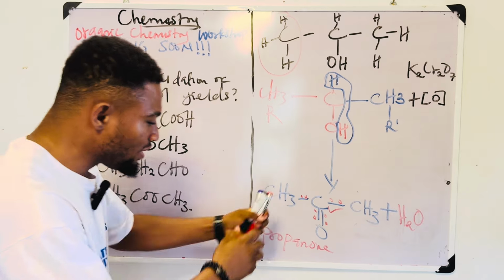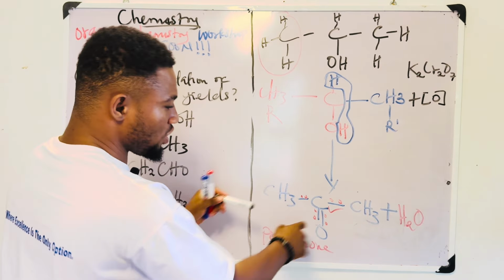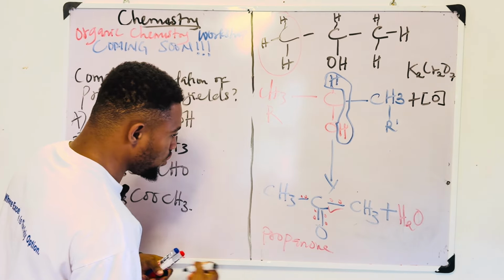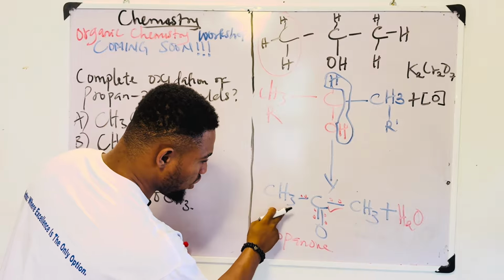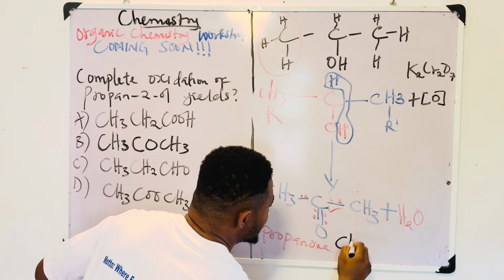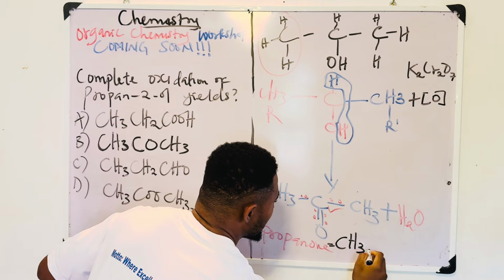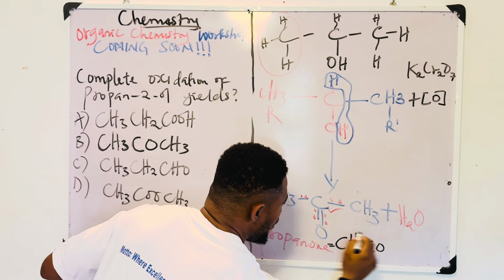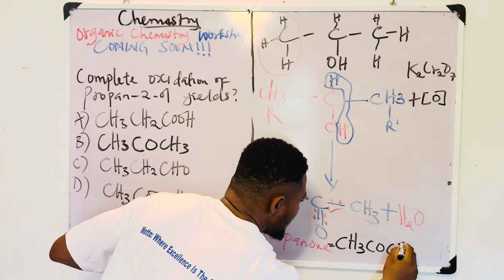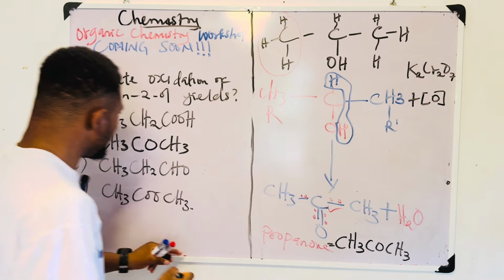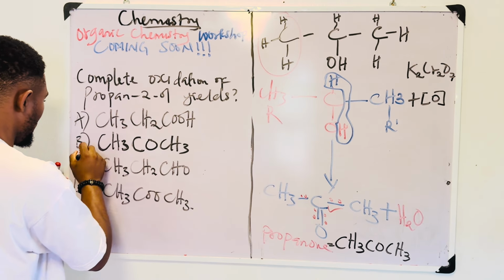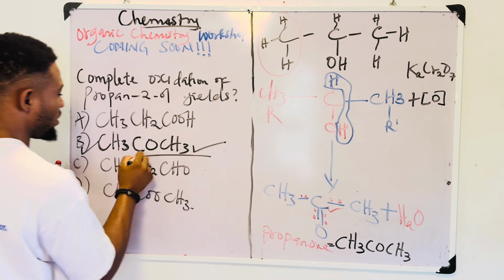Now let's condense this. This is the structural formula. Let's condense it. In the condensed form, this is CH3COCH3. Let's look, which option is that? Option B. Option B is correct.